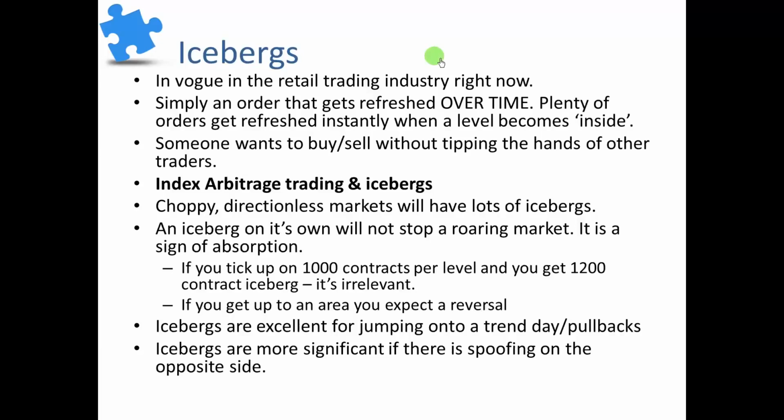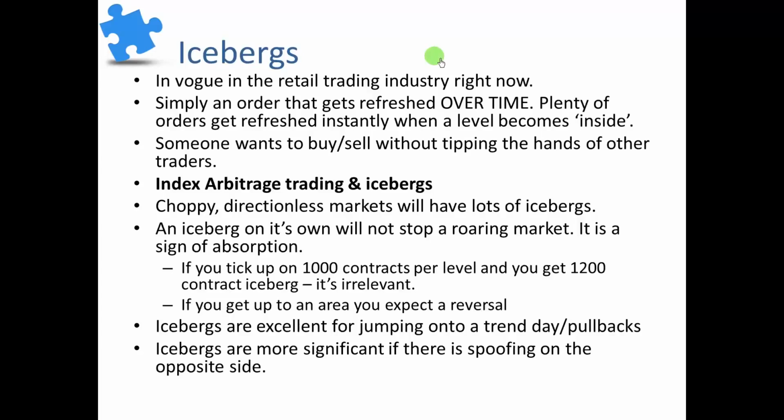Now, the other thing is icebergs have to be ignored in choppy markets. You're going to see a ton of icebergs all over the place, and they're not particularly significant when the market's choppy. So what I mean, when you see the ES go into like a 4 or 5 point range, you're going to see lots and lots of icebergs in the middle, and you've just got to ignore them. The extremes of the range, absolutely. They are confirmation of the range holding, but in the middle, they're insignificant.